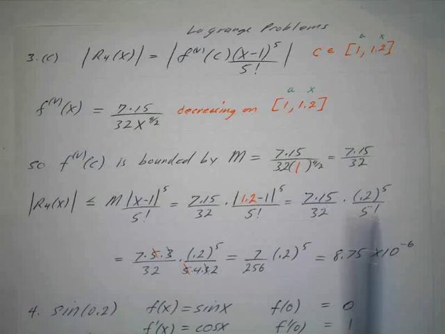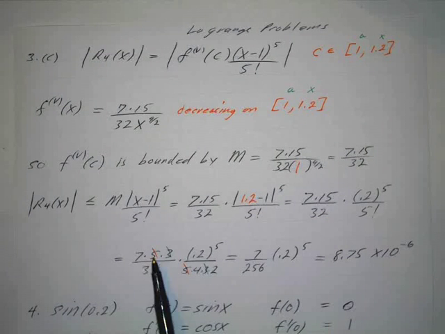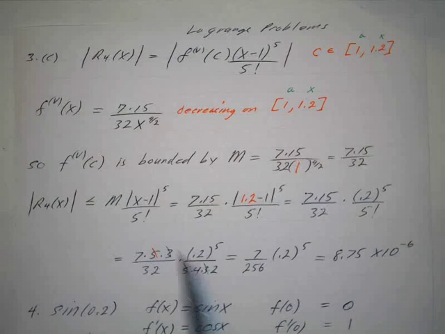So this becomes just 0.2 to the 5th over 5 factorial, 7 times 15 over 32. Then we did a little arithmetic. You could put this in your calculator like that and crank it out. But 7 times 5 times 3 is 15, 32, and then 2 to the 5th. And then we could cancel the 5s and the 3s, so we end up with 7 on the top times 0.2 to the 5th. It's just that 0.2 to the 5th. And 32 times 8 is 256.